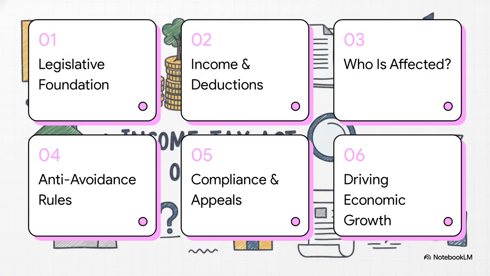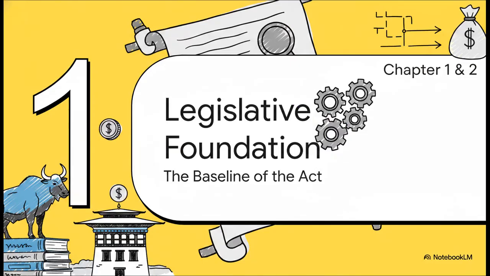To make this massive 171-page document easy to digest, we've organized it into 6 logical buckets: the legislative foundation, defining income and deductions, who is affected, international and anti-avoidance rules, compliance and appeals, and finally, driving economic growth. All right, kicking things off with bucket number 1, laying the legislative foundation. This is the baseline of the Act.